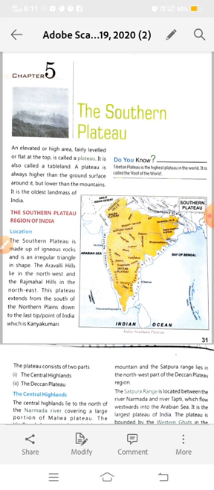In this chapter I will also tell you some interesting facts about the Southern Plateau, which will make your chapter very interesting for you, and those topics will also come in your higher standard. Okay, so let's start our chapter.